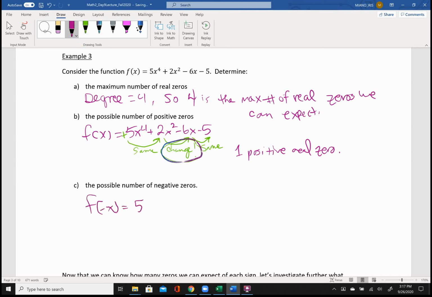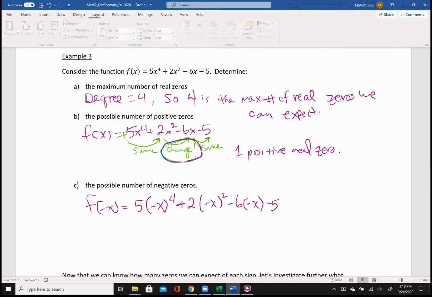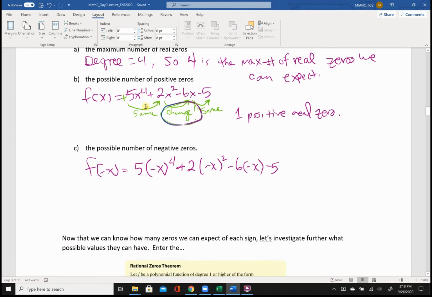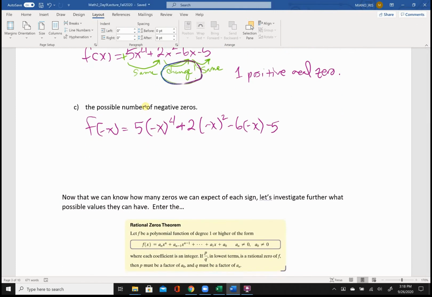Well, that'll be 5 times negative x to the 4th power plus 2 times negative x squared minus 6 times negative x minus 5. Okay, so upon simplifying it, the first two terms are not going to change because of the evenness of those first two terms. So that'll be 5x to the 4th plus 2x squared. But this third term is going to change its sign. It's going to turn into plus 6x and then minus 5.